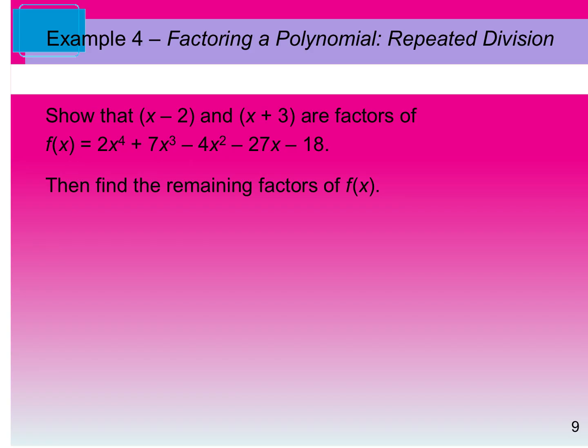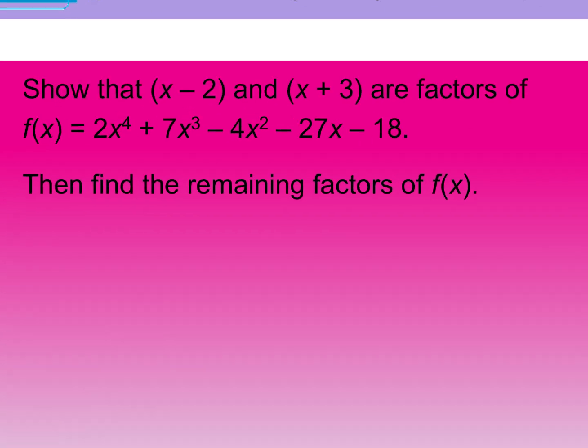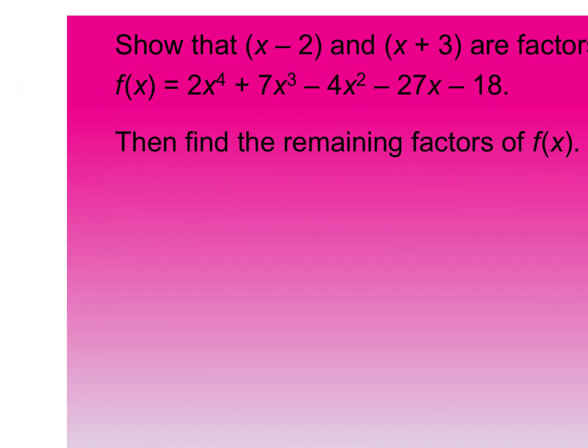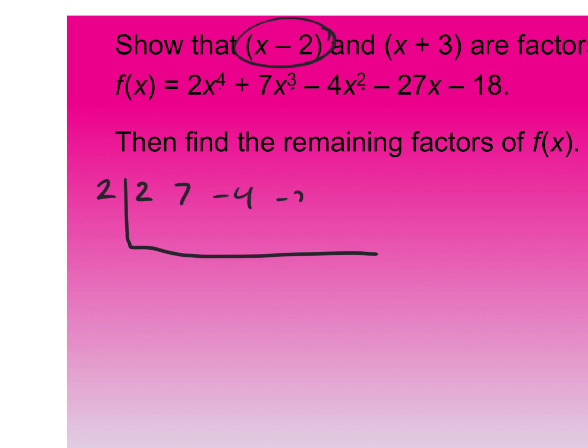In example 4, it says show that x minus 2 and x plus 3 are factors, then find the remaining factors. So we're going to use synthetic division, and if we get 0 as our remainder, then we know that it's a factor. So I'm going to start by dividing x minus 2. What's going to go on the outside? 2. On the inside, we put our coefficients. We've got x to the fourth power, third power, second power, first power, constant. So we're not missing anything, so we're good. So 2, 7, -4, -27, and -18.